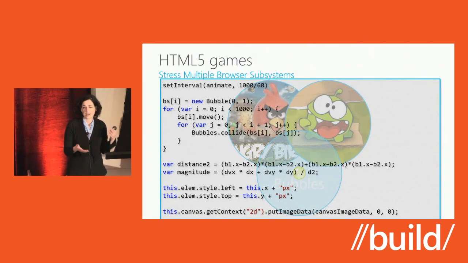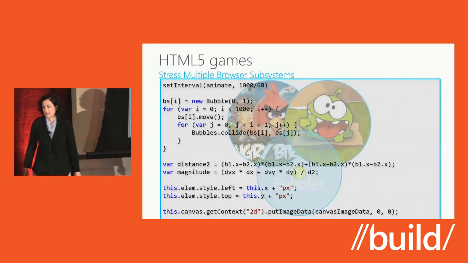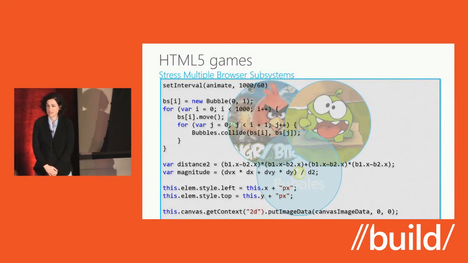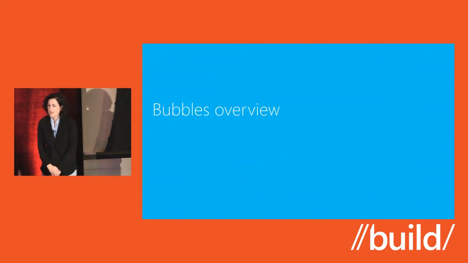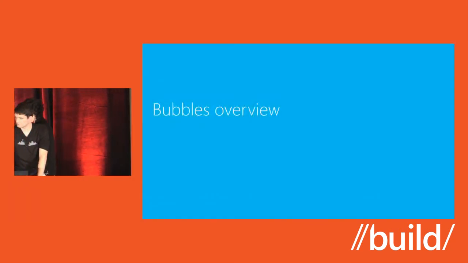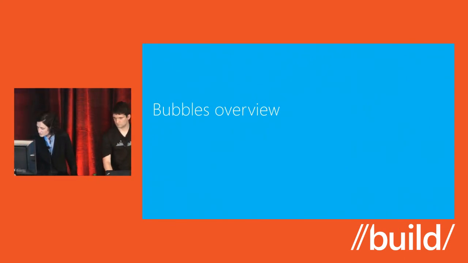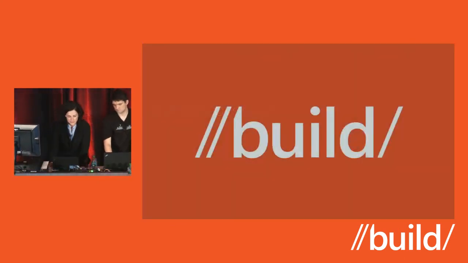And so we're going to take a look at how each one of these steps can be optimized so that you can have the fastest experience for your JavaScript game or animation or simulation. So now let's just jump to the Bubbles overview real quick, just so you guys can actually see the code.